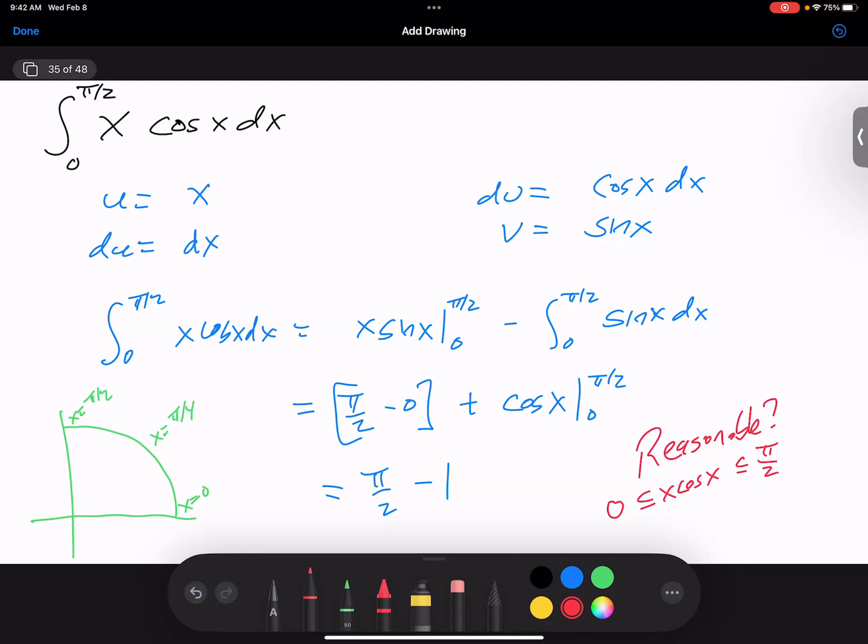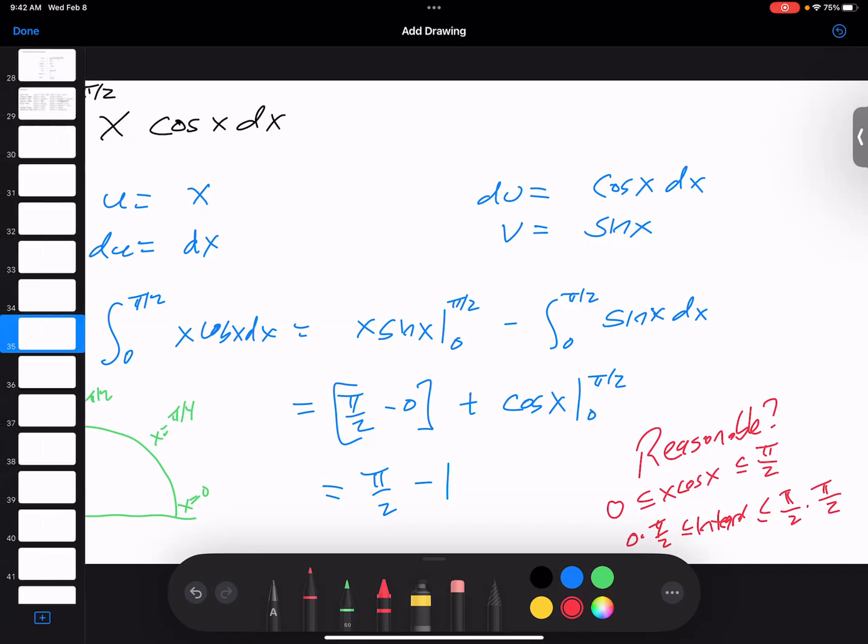So I know the area is somewhere between 0 times pi halves and the integral is thus equal to the maximum value pi halves times the length of the interval pi halves. So I know the answer has to be somewhere between 0 and pi squared over 4. This answer is between 0 and pi squared over 4. With a little bit more work, I could get a better estimate for how large x cosine x could be.